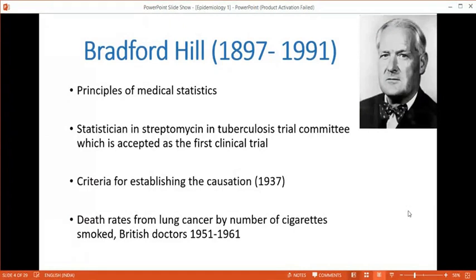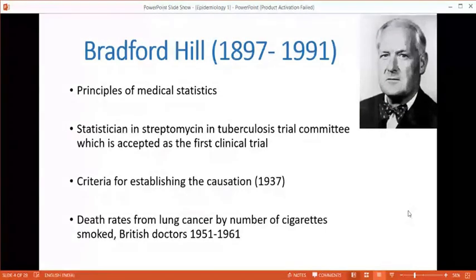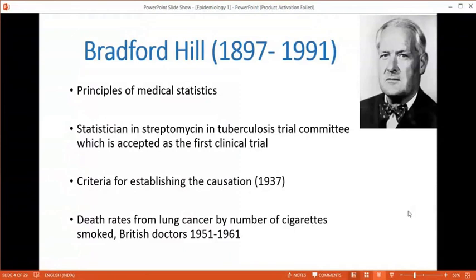But he had to say why it has to be effective. So he formulated the criteria for establishing causation. Just because one person found out that it is effective, we can't accept it. So how do we accept it? Certain problems are caused by certain organisms. And he also did extensive work on death rates from lung cancer by number of cigarettes smoked. So he went around getting the details from British doctors.